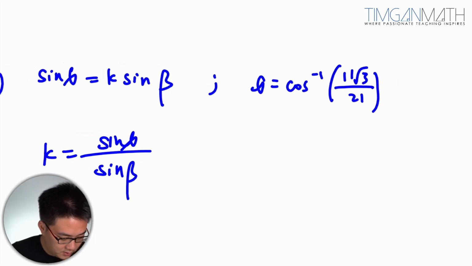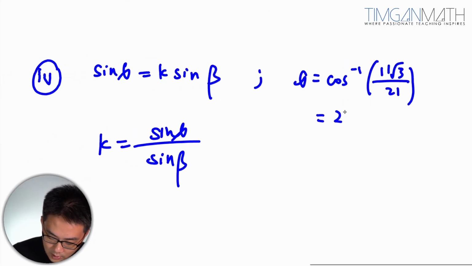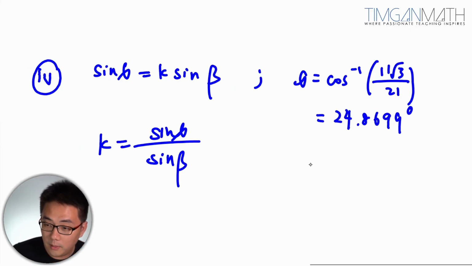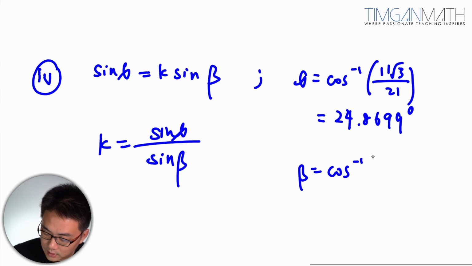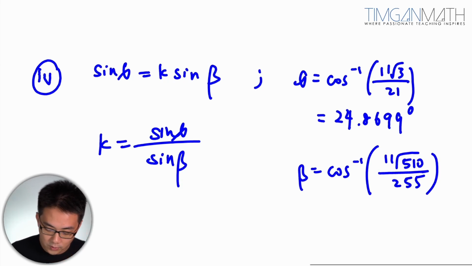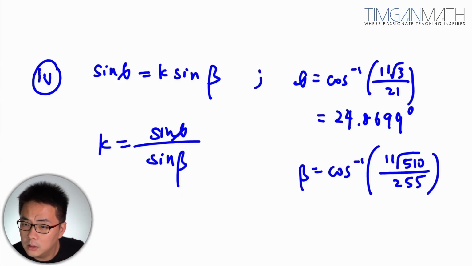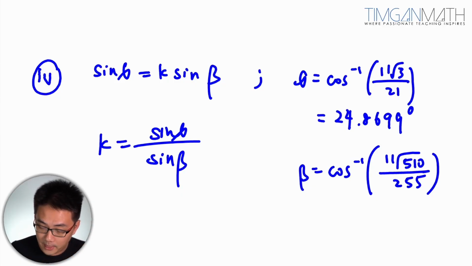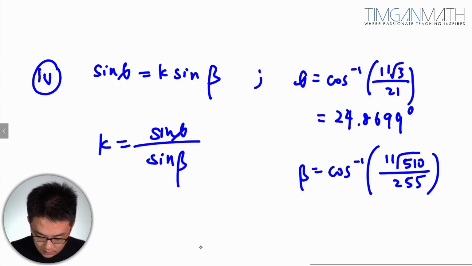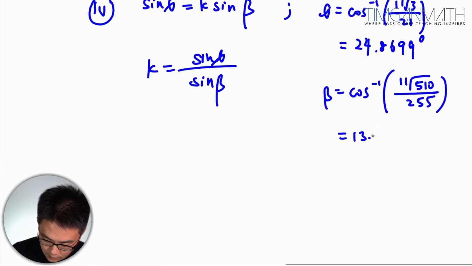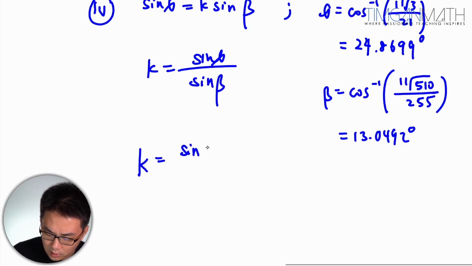This will give us 24.8699, and beta will just be cosine inverse of 11 root 510 over 255. We don't need it to be exact, I don't think they want it exact. Just key into the calculator, and this will give you 13.0492. That's it, that's all to it.